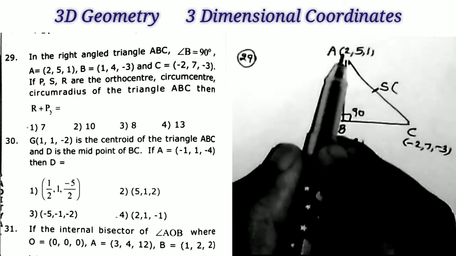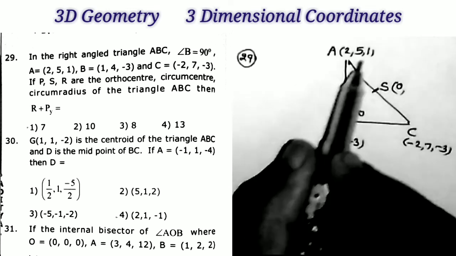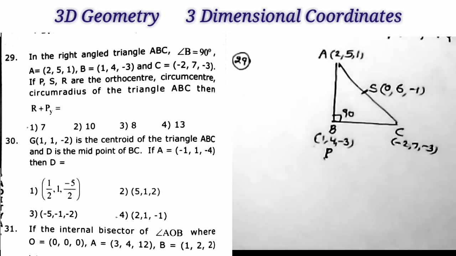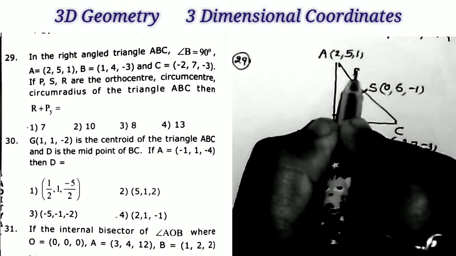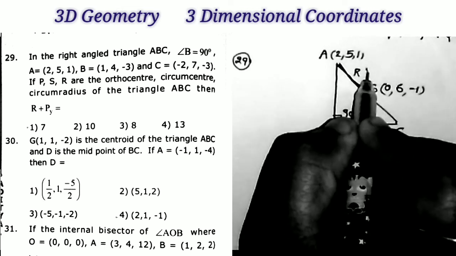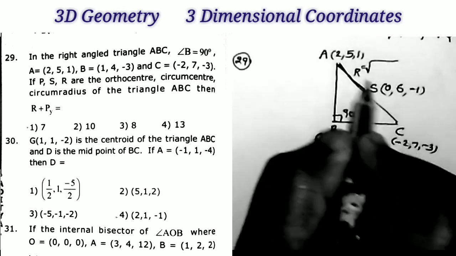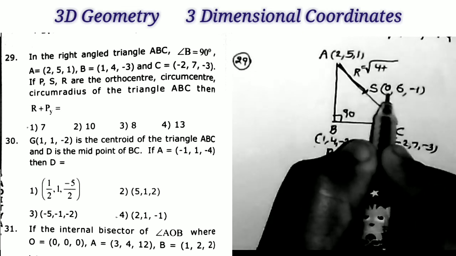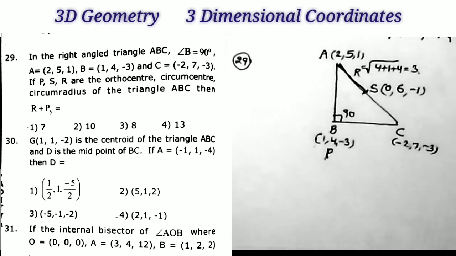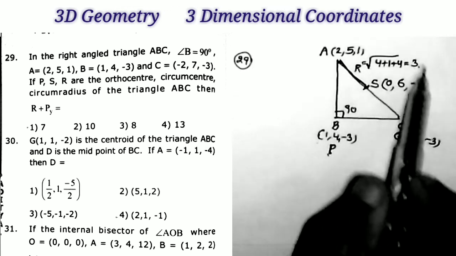Now what are the coordinates here? (x1 plus x2) by 2, the first value is 0. (y1 plus y2) by 2, the next value is 6. (z1 plus z2) by 2, the next value is minus 1. So this is the circumcenter, and this is the orthocenter. Also given that R is the circumradius, which is nothing but the distance from S to any vertex. Now what is this value? R is equal to square root of (2 minus 0) whole square plus (5 minus 6) whole square plus (1 plus 1) whole square, that is root 9, which is equal to 3. So the circumradius is equal to 3.